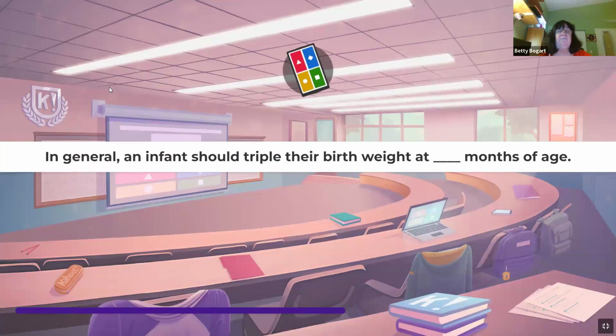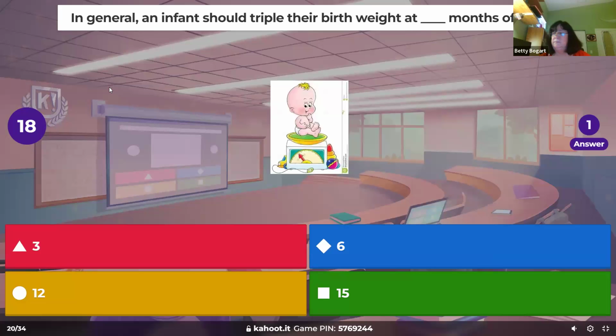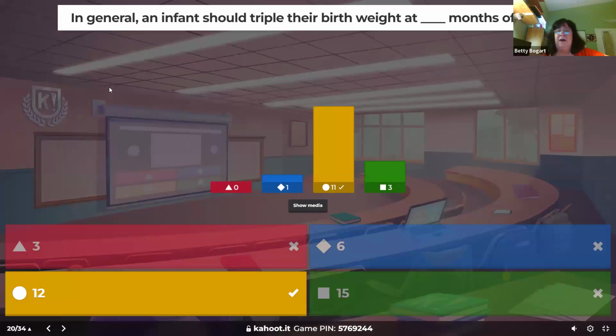In general, an infant should triple their birth weight at how many months of age? You know, this is one of those important questions because if they're not gaining weight or gaining too much, there's going to be some sort of thing that we need to do. Yes, at 1 year they should.